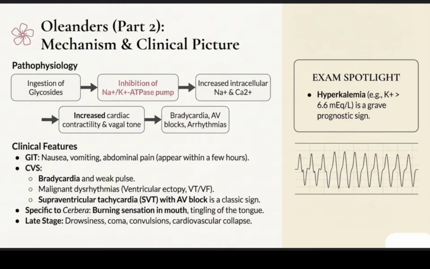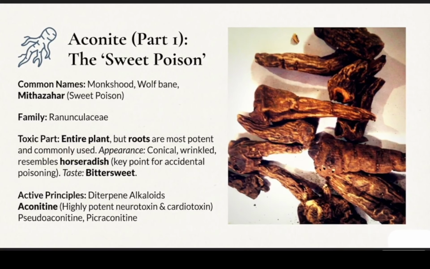Next is aconite. Talking about aconite, that's a sweet poison. Yes, sweet poison. The monk's hood, we know, wolfsbane, we know, right? Meetha zahar, that is what they call sweet poison, from the family Ranunculaceae. The entire plant is toxic, but the roots are the most potent and are commonly used. In appearance they are conical and wrinkled, resembling a horseradish, to such a point that, thinking it's a horseradish, we eat it and accidental poisoning can happen, but the taste is bittersweet. The active principles are diterpene alkaloids.